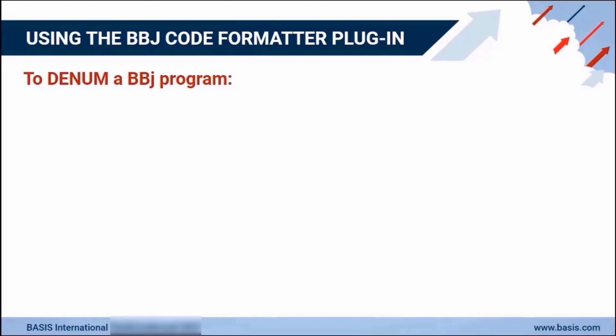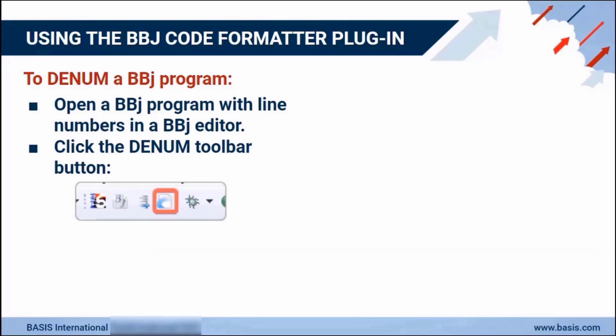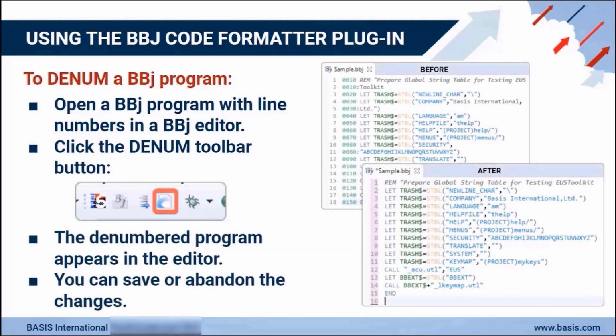So how would you actually denum a BBJ program, and what would it look like if you used the BBJ code formatter plugin? Let's look at it. First, you open a BBJ program with line numbers in a BBJ code editor, and then you click the denum toolbar button, which is the one with the red box around it there, on the Eclipse toolbar, and the denumbered program will now appear in the editor. You can save or abandon those changes.